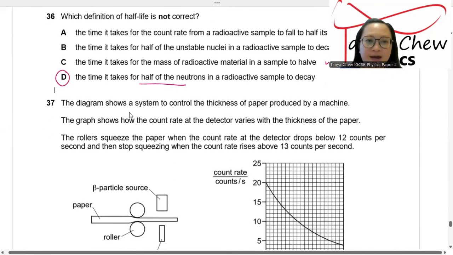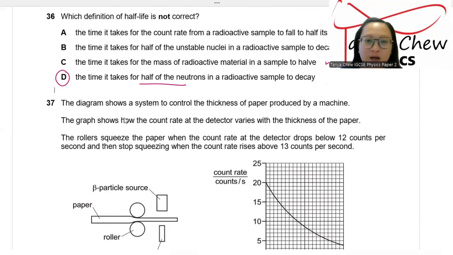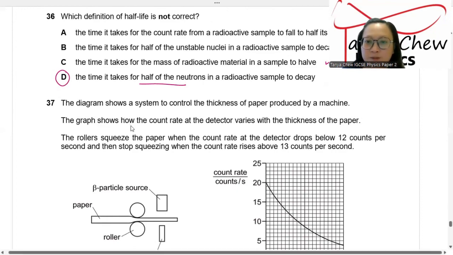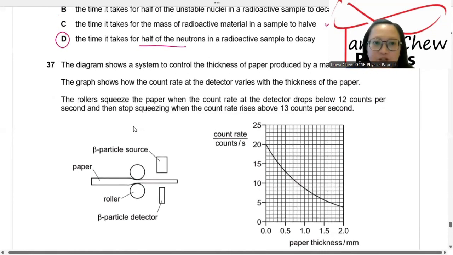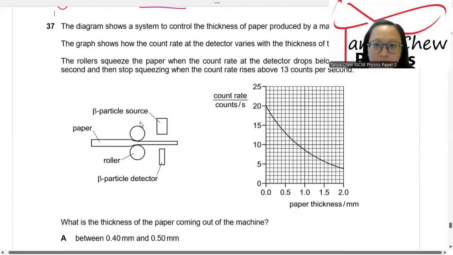Number 37, the diagram shows a system to control the thickness of paper produced by a machine. The graph shows how the count rate at the detector varies with the thickness of the paper. The roller squeezes the paper when the count rate at the detector drops below 12 counts per second, and then stops squeezing when the count rate rises above 13 counts per second. What is the thickness of the paper coming out of the machine?